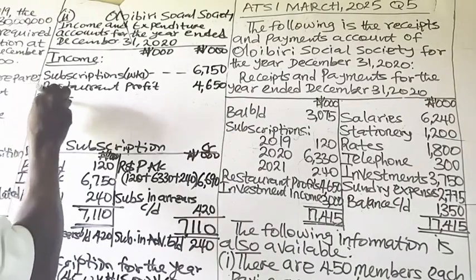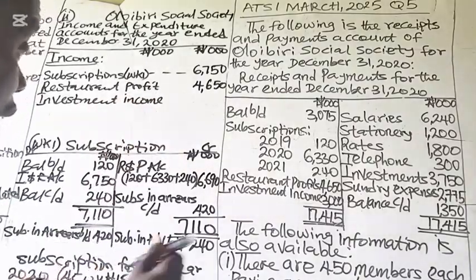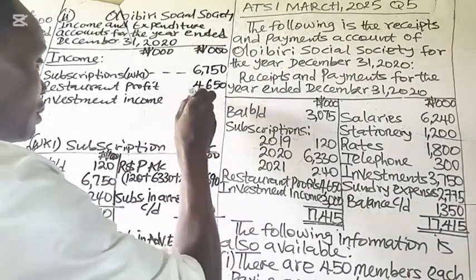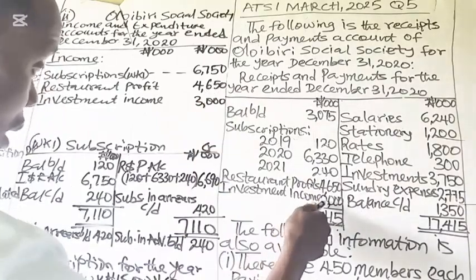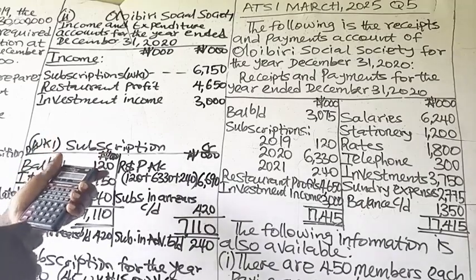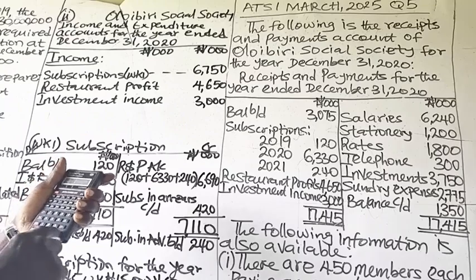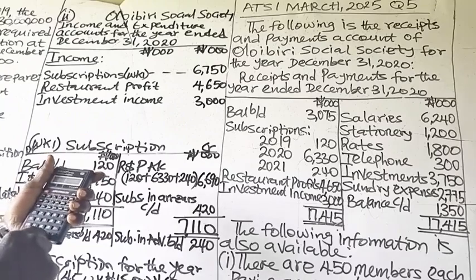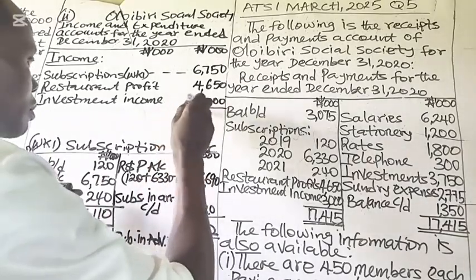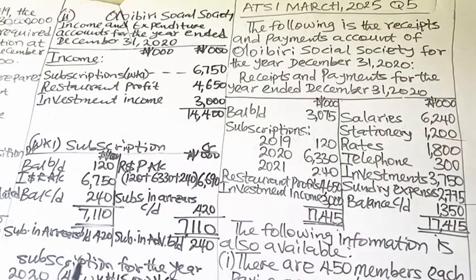Then we also have investment income. There's no additional information that affects the investment income. The investment income is different from the investment. Investment is an asset, but the income on it will be reported as an income in the income and expenditure account. So if you sum this up, 6,750,000 plus 4,650,000 plus 3 million, the total income is 14,400,000.